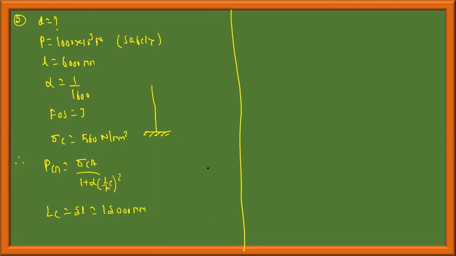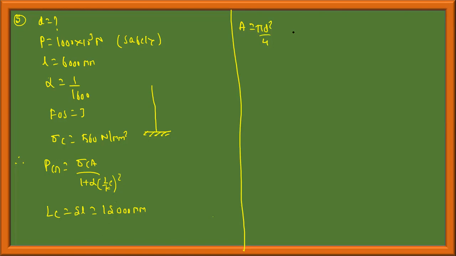Next, E is given, sigma C is given. We need to find the area. We need to design, and I don't know anything else. Area is what he has asked for. It is a design of a section of a circular cast iron column. Obviously, he has not given depth, thickness or anything. We will assume that this is a solid column. I will take area which is equal to pi d square by 4.